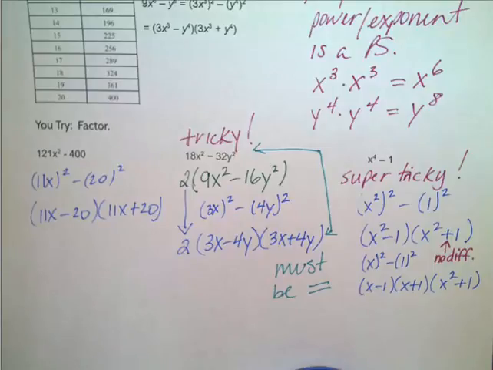The last one wasn't too bad. It was an even power, and it was a difference. And 1 is in my chart, it's a perfect square. So I used my formula above, and I got x squared minus 1 times x squared plus 1. But then x squared minus 1 is still a difference of two perfect squares, so I had to factor that more. So I used my identity above and got x minus 1 and x plus 1.